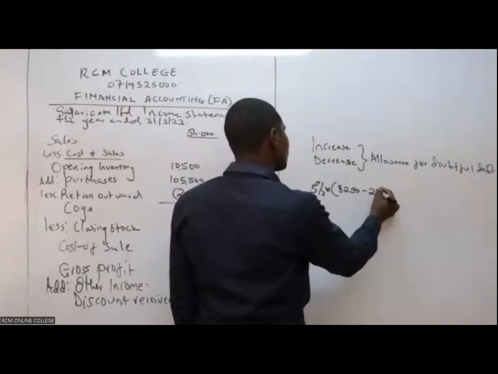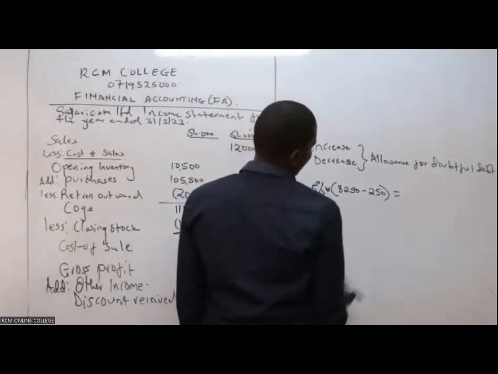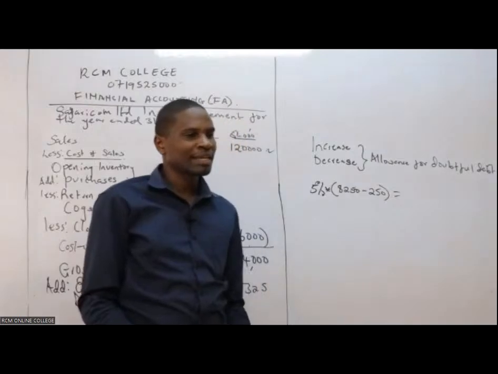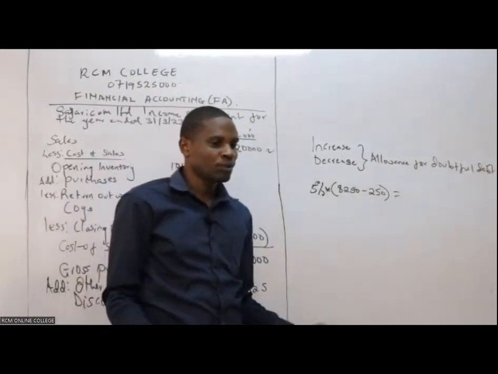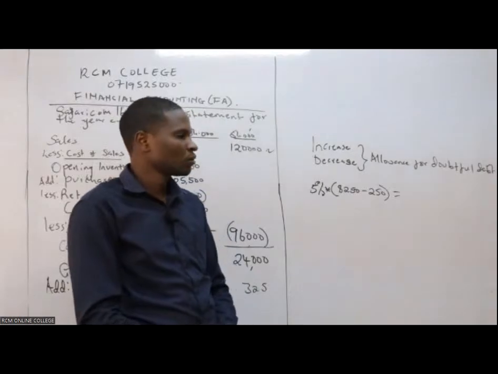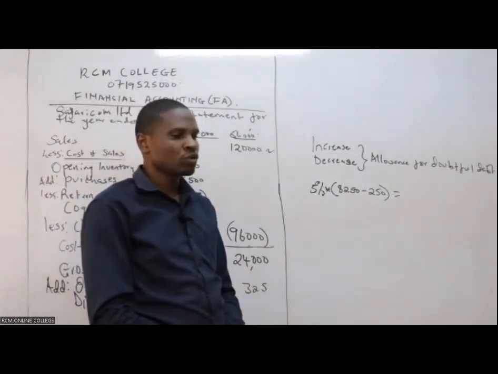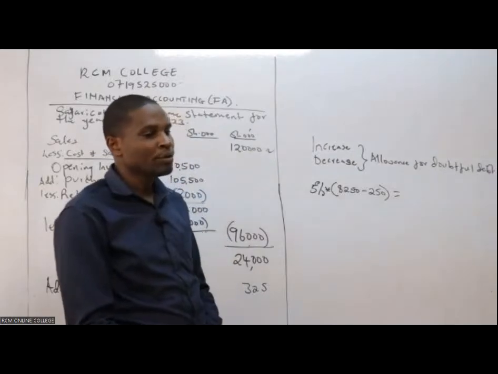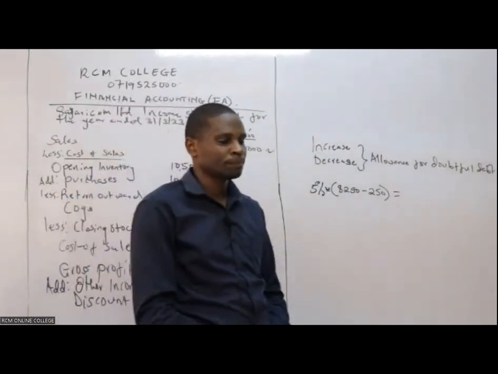8250 minus 250 minus 250. How much do we get as allowance? What was allowed? 5% of 8,000. That was the provision. The provision was given for 50 and then allowance was 5%. So can you give me 5% of 8,000?